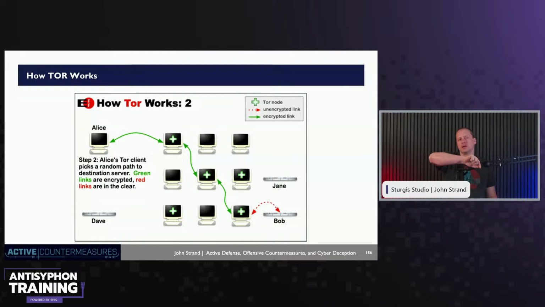An exit node is possibly unencrypted, and all of the traffic appears to come from that exit node. Now, the other thing that's interesting about Tor is once it establishes a circuit, it continues to use that circuit until it degrades, and then it'll reestablish a new circuit through the Tor network.